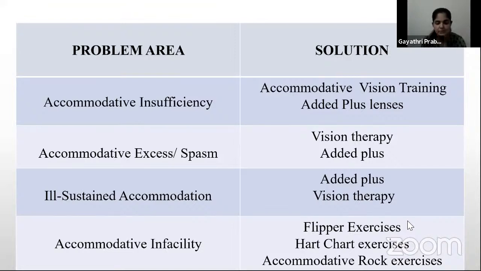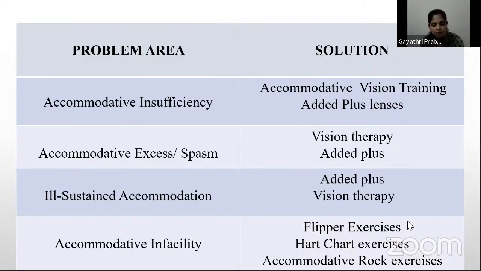If it is a spasm, then you may have to use cycloplegia to completely relieve the spasm, along with the vision therapy. In all these cases, along with the range of accommodation training, you also need to simultaneously work on their facility training. So in facility, basically they'll have problems when they shift focus from near to distance. It will take a while for their vision to get cleared up.